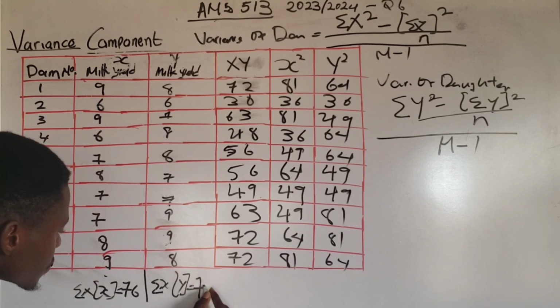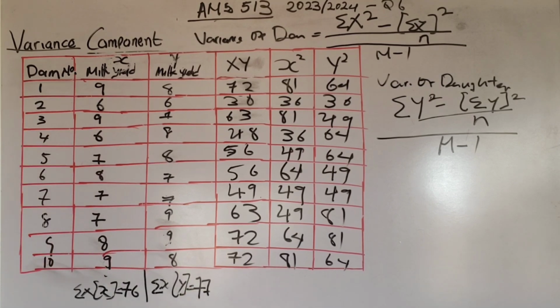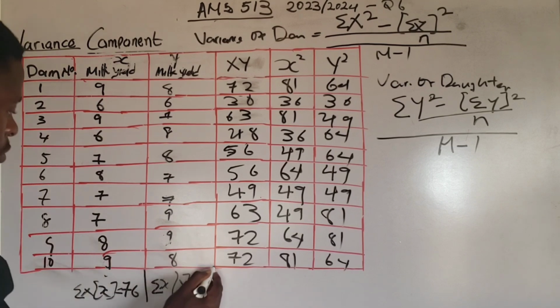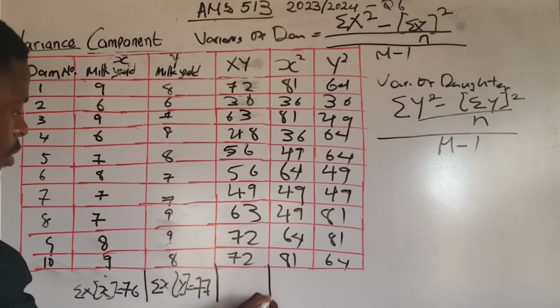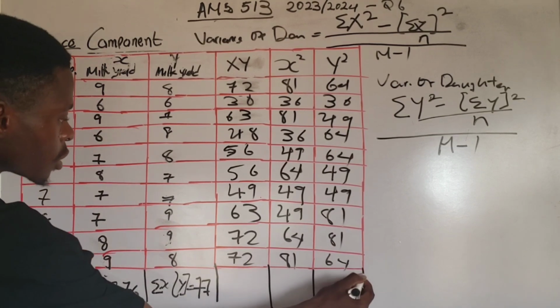77, sir. 77. Yes, sir. So we'll proceed on going to that of XY. Okay. I don't think there is anything to write, no solution. We can just put the values there. Okay, sir.